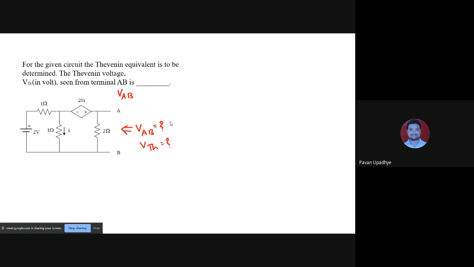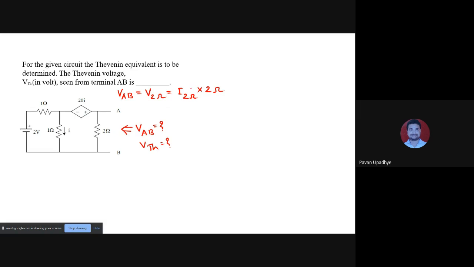Now again, finding VAB is actually as good as finding the voltage across the 2 ohm. Look at the circuit carefully. Finding VAB means we are supposed to find the voltage across the 2 ohm. And the voltage across the 2 ohm can be found if you know the current through the 2 ohm and the value of the 2 ohm, so I into R. If the current through the 2 ohm is known, then that current into the resistance 2 ohm will give us the voltage across the 2 ohm.